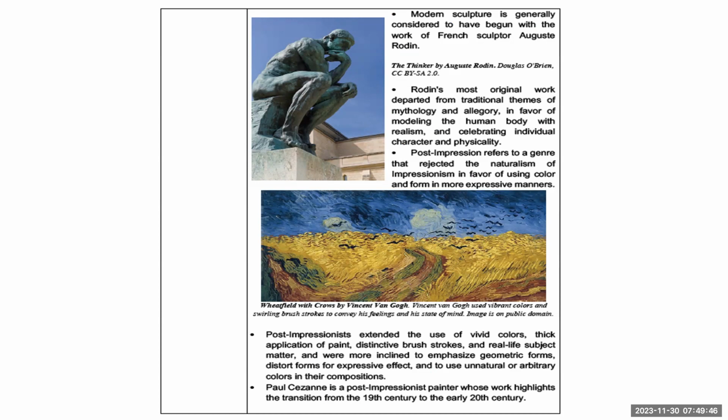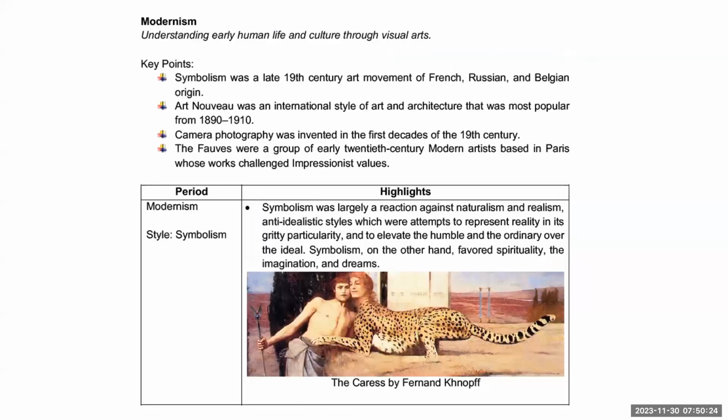Post-Impressionism refers to a genre that rejected the naturalism of Impressionism in favor of using color and form in more expressive manners. Post-Impressionists extended the use of vivid colors, thick application of paint, distinctive brush strokes, and real life subject matter, and were more inclined to emphasize geometric forms, distort forms for expressive effect, and to use unnatural or arbitrary colors in their compositions. Paul Cézanne is a post-impressionist painter whose work highlights the transition from the 19th century to the early 20th century.